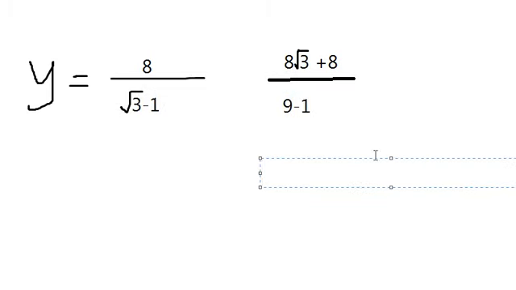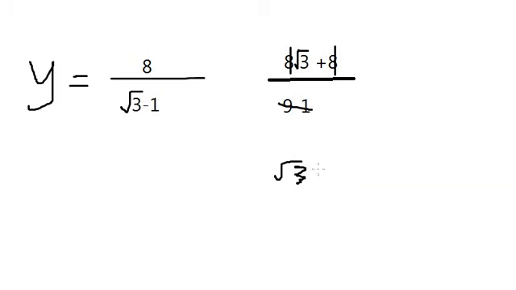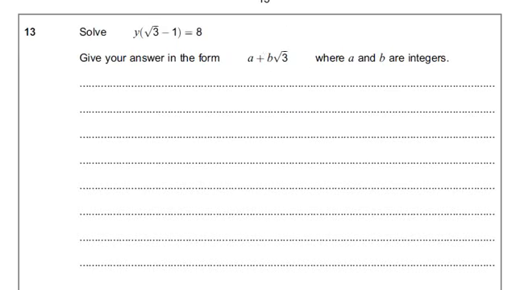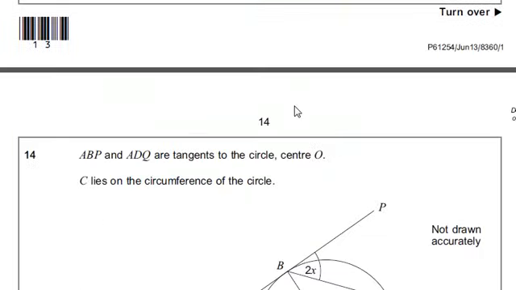is 8. So 8, 8, 8, we know what happens, and they cancel. So now we're left with, remember, this one remains as 1, so it's root 3 plus 1, or in this case 1 plus root 3. So a is 1, b is 1. Okay, so that solves that.